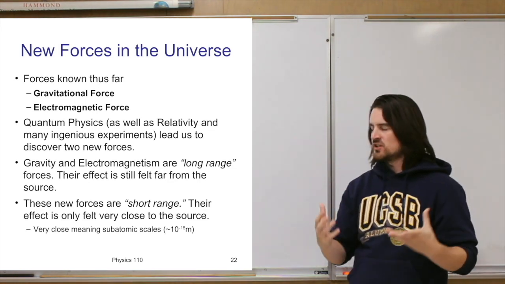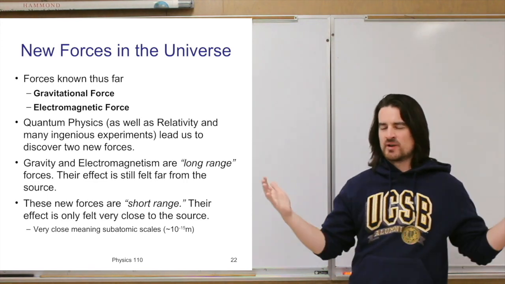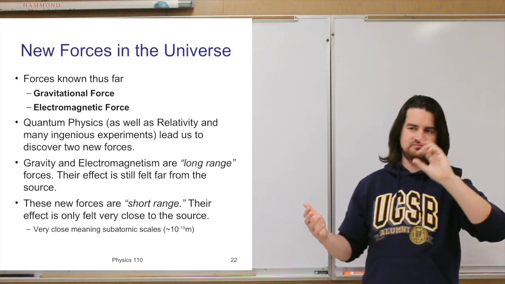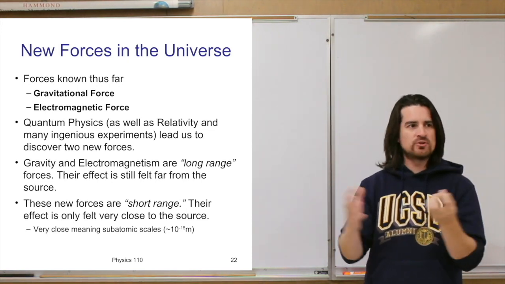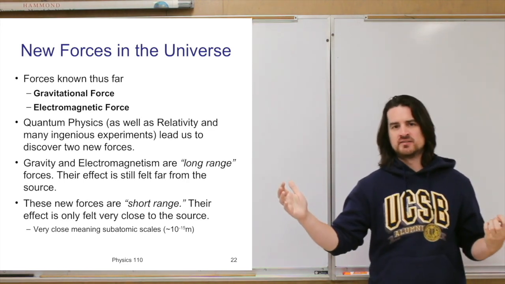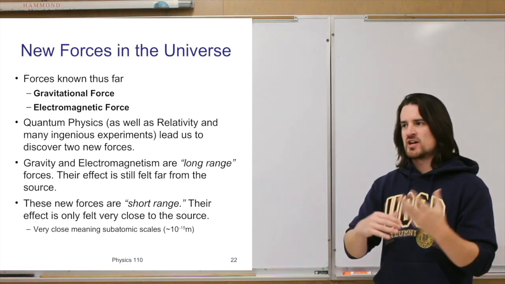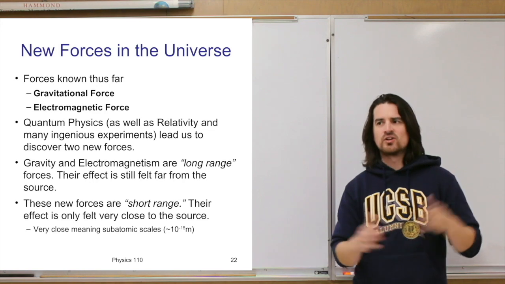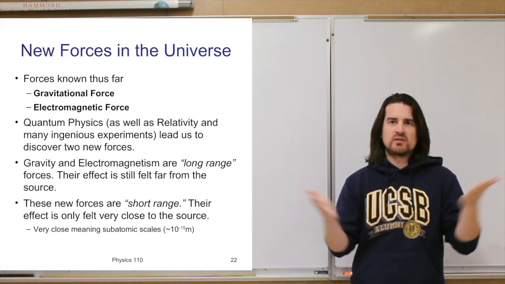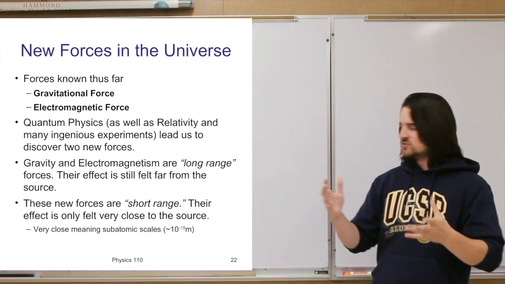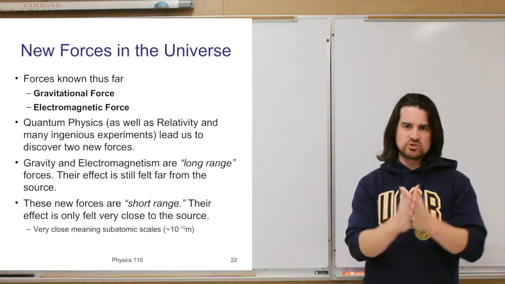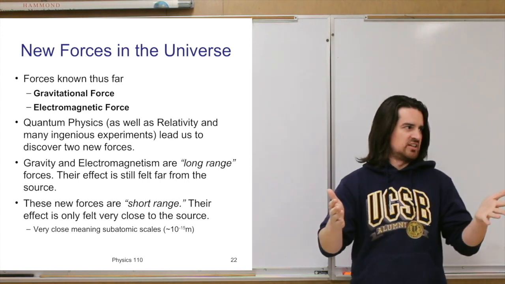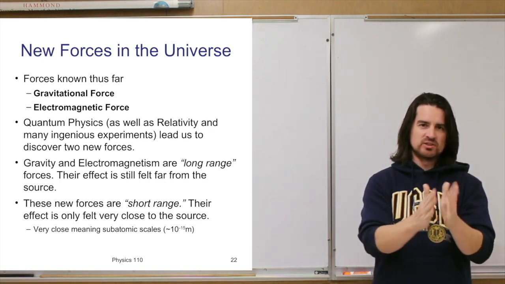And largely because those two forces are what we would call long-range forces, meaning if you have a source for an electromagnetic force, maybe a magnet, that force can be felt a long distance away from that magnet. And when you're talking about the macro scale versus the quantum, subatomic scale, an inch is an incredibly large distance already. So keep in mind that when I say long range versus short range, we're talking about very short versus unbelievably short.